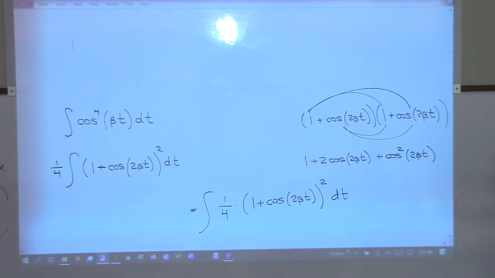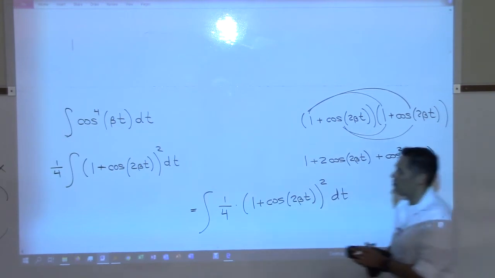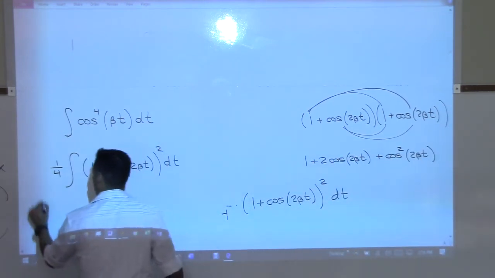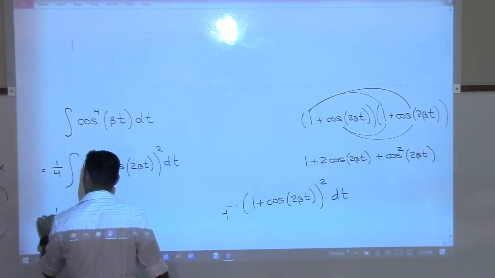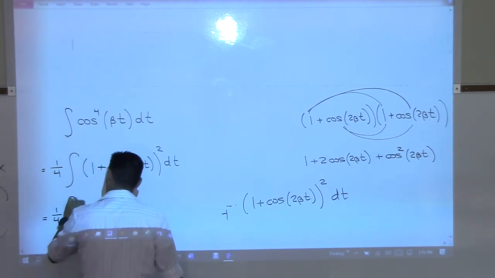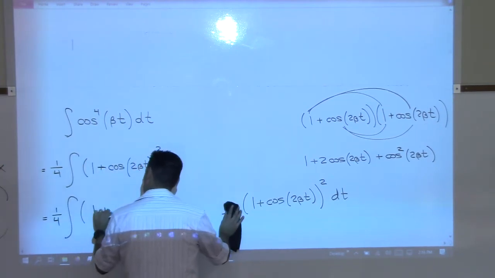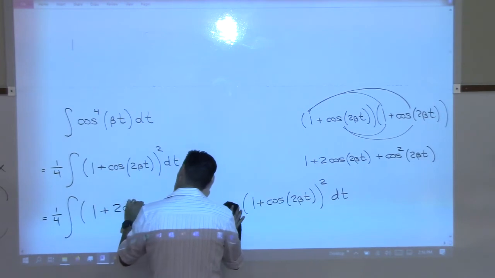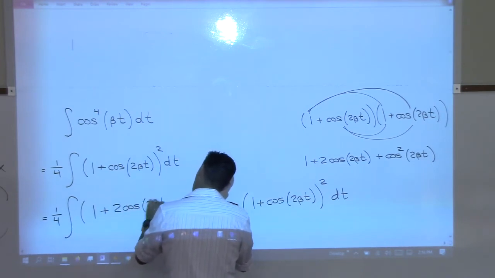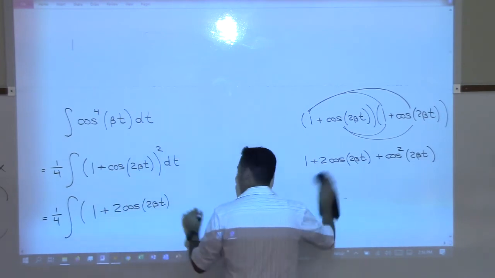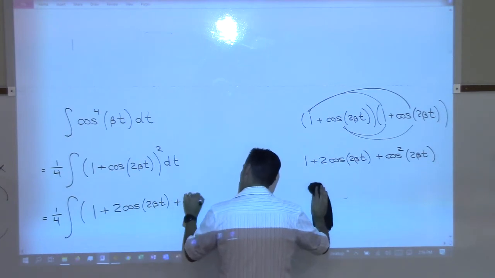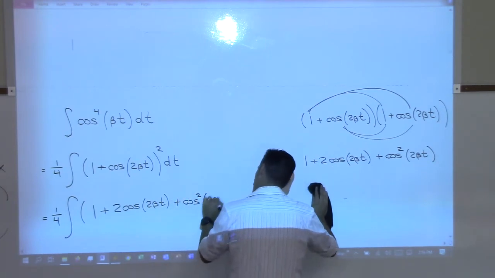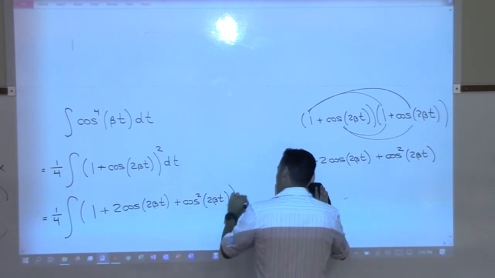And that's where we are, right? The good news here is that they're separated, right? 3 different things, and I should be able to address them individually. So let me write that down now. We have 1/4 integral, okay? We have 1 plus 2 cosine of 2 beta t, and then plus cosine squared of 2 beta t, and then all of that dt.